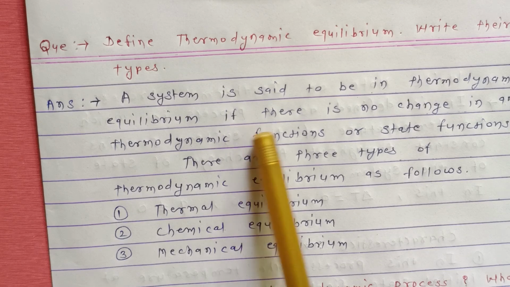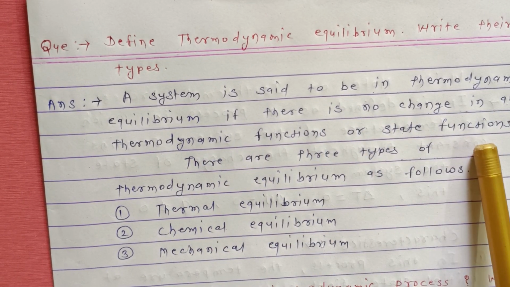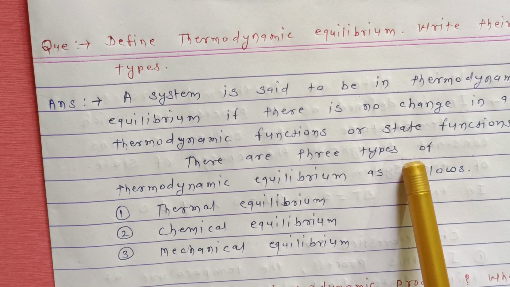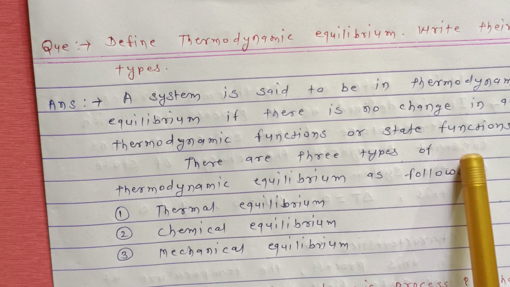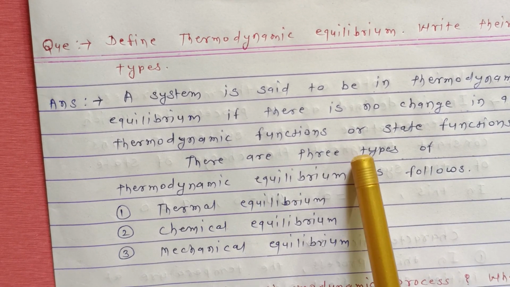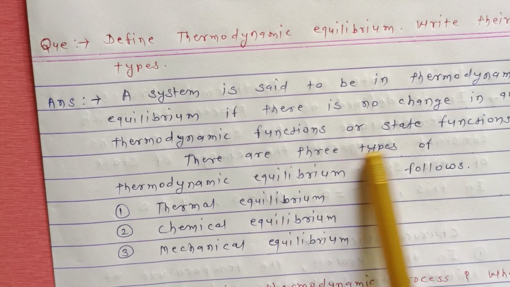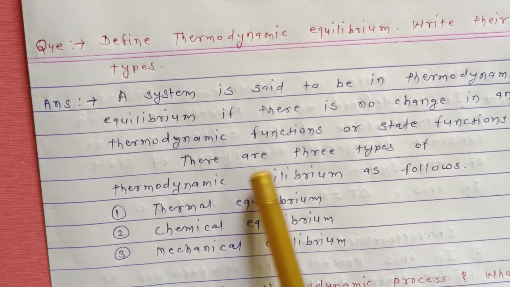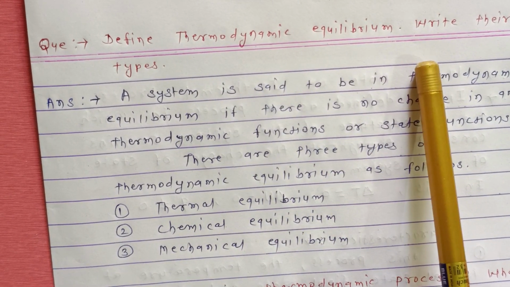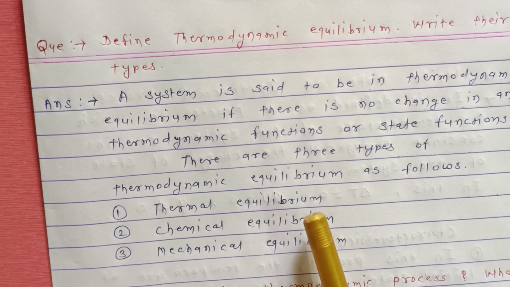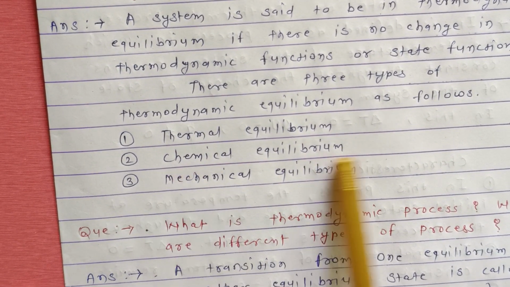So the definition says that a system is said to be in thermodynamic equilibrium if there is no change in any thermodynamic functions or state functions. इसका मतलब क्या है? जो सिस्टम है उसका कौन सा भी थर्मोडायनामिक फंक्शन और स्टेट फंक्शन कभी चेंज नहीं हो सकता, उसे कहते हैं सिस्टम इन थर्मोडायनामिक इक्विलिब्रियम. Means there is a fixed condition and no change in the state functions as well as thermodynamic functions, then it is called a system in thermodynamic equilibrium.